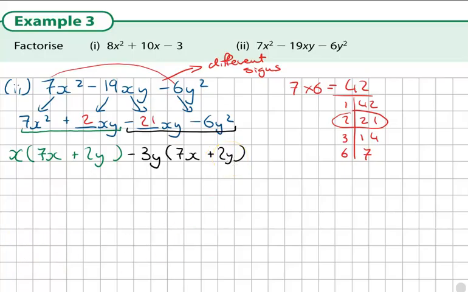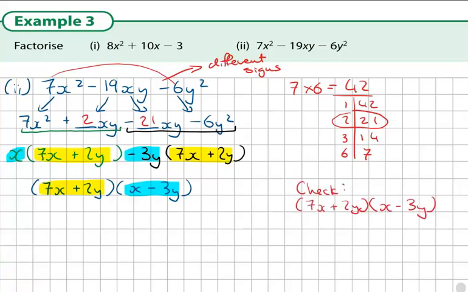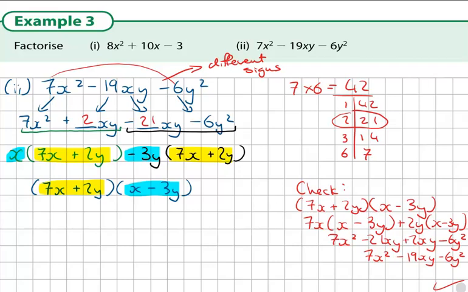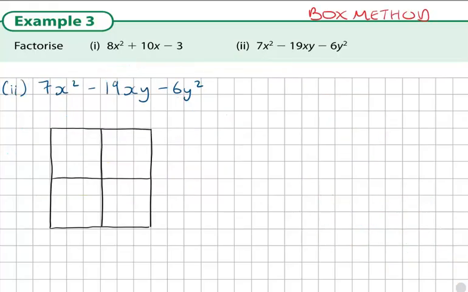My brackets match, so there's the first part of my answer, 7x plus 2y, and then x minus 3y is the second part of my answer. So my answer is 7x plus 2y times x minus 3y. I multiply out my brackets to check if I'm right, and I get back to the start so I know I'm right. I'm then going to do it using the box or the array method.